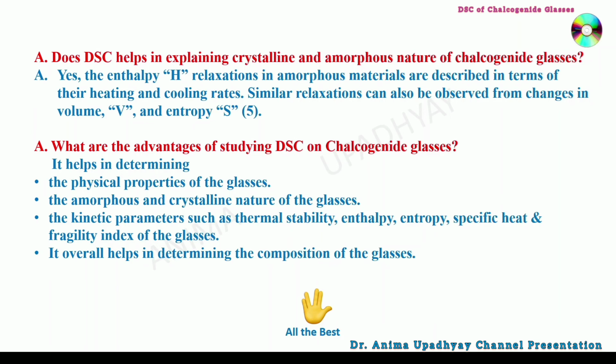What are the advantages of studying DSC on chalcogenide glasses? It helps in determining the physical properties of the glasses, the amorphous and crystalline nature of the chalcogenide glasses, and the kinetic parameters such as thermal stability, enthalpy, entropy, specific heat and fragility index of the chalcogenide glasses. It overall helps in determining the composition and the chemical reactions taking place in the chalcogenide glasses formation.